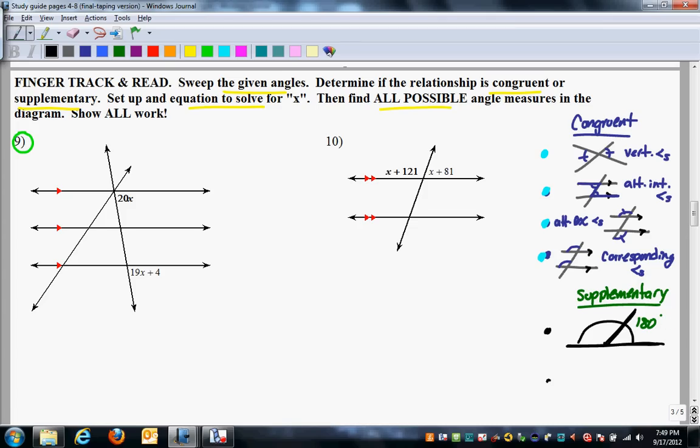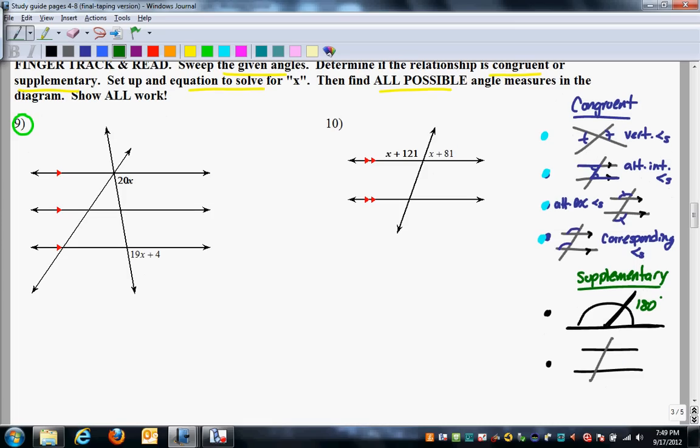The second scenario is also with parallel lines, so we're going to draw a set of parallel lines here. In this case, they are what's called consecutive interior, between the lines on the same side. These green angles right here, between the lines, same side, add up to 180 as well. Those are called consecutive interior angles.